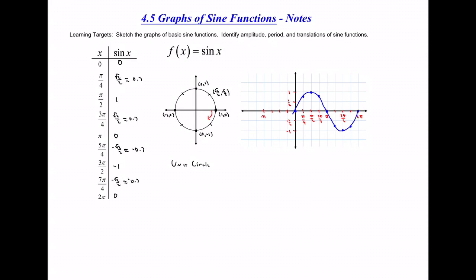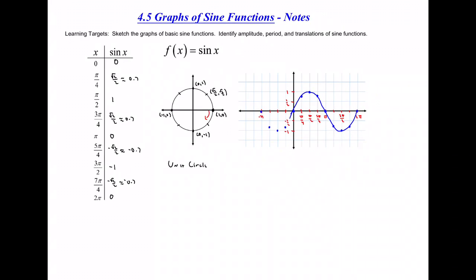At negative pi over 4, it's going to be negative 0.7. And then at negative pi over 2, it would be at negative 1. And then you'd be back at negative 0.7, and then back at 0. So this curve continues on in both directions, and it continues forever. It's going to keep going in both directions.